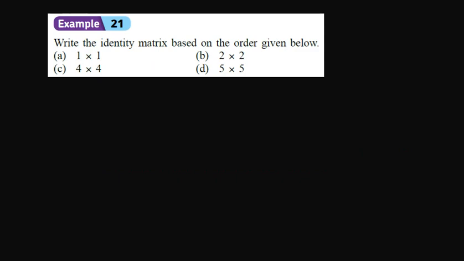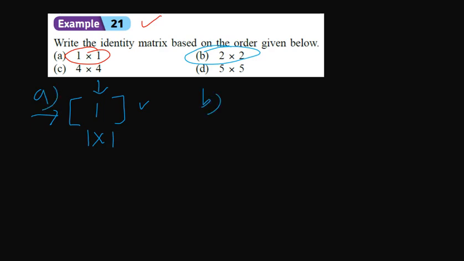Okay, an example. Example 2, write the identity matrix based on the order given below. For A, 1 by 1, the identity matrix will be 1, only 1, no 0, because this is 1 row, 1 column. This is the identity matrix. For B, 2 by 2, that is what we have been doing, 1 0 0 1. This is a 2 by 2 identity matrix.